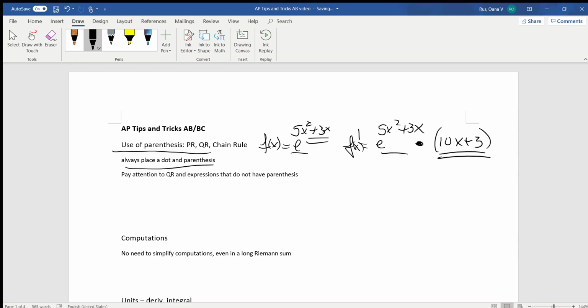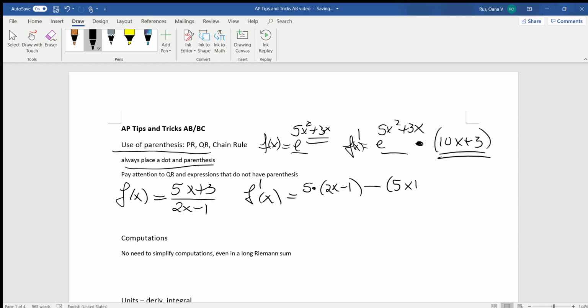Okay, here's another situation. Let's say f of x is 5x plus 3 over 2x minus 1. You want to take the derivative. Notice how this expression does not have a parenthesis to begin with, so it would be 5 times 2x minus 1 minus, leave the 5x plus 3 alone, times 2. And when you actually have to simplify this, if you have to, be careful that the 2 and the negative, they both distribute over the parentheses. So be really careful when you're doing that.